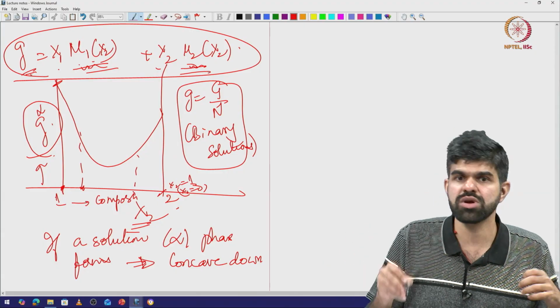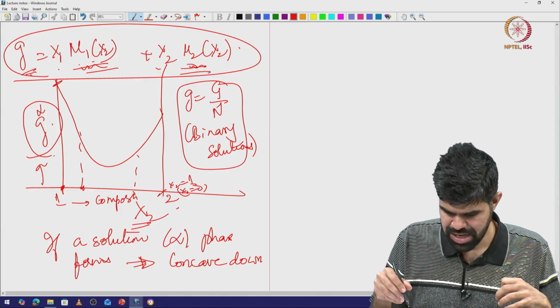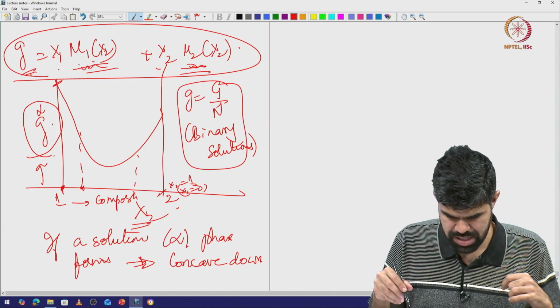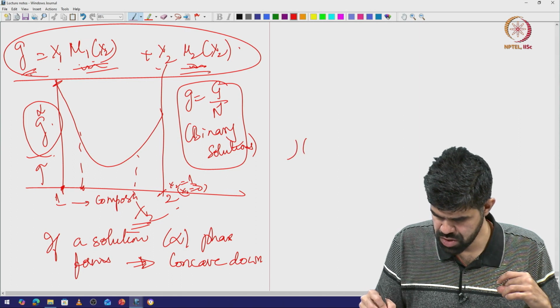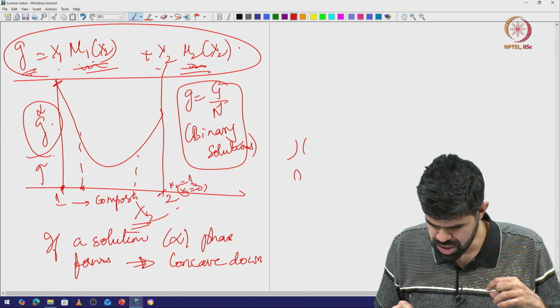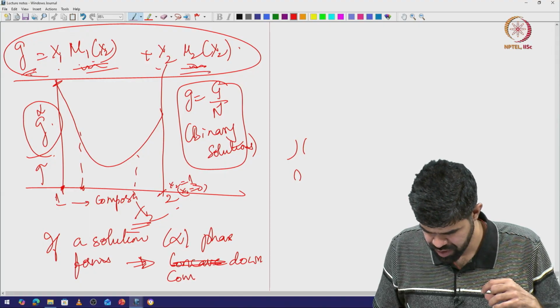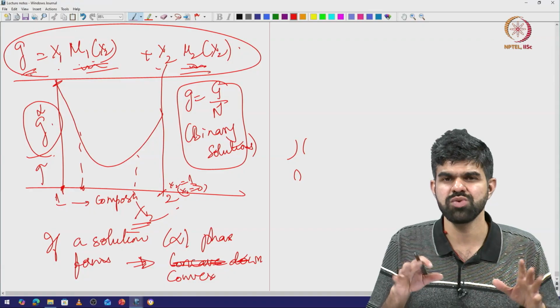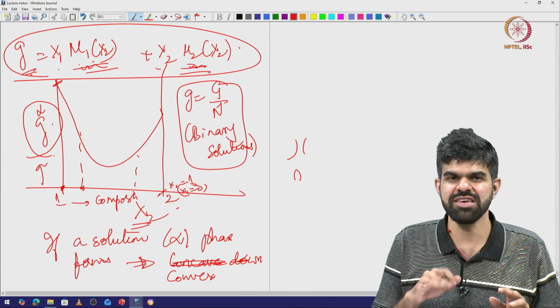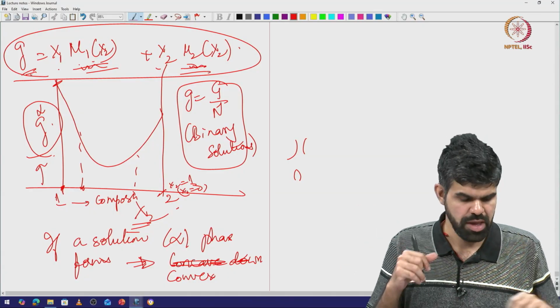And these curves look like this. Concave lens is this, convex is this. So, this is convex, not concave. These are convex and they are pointing down. So, this is how typically you will see these G versus composition curves look like.